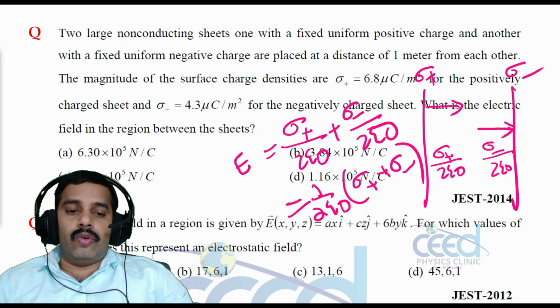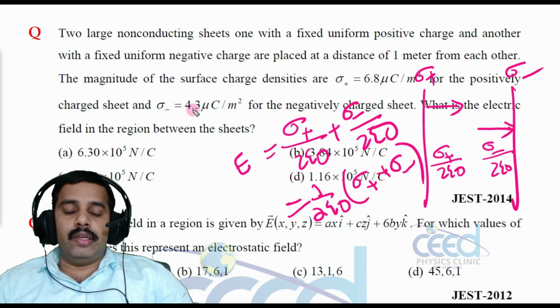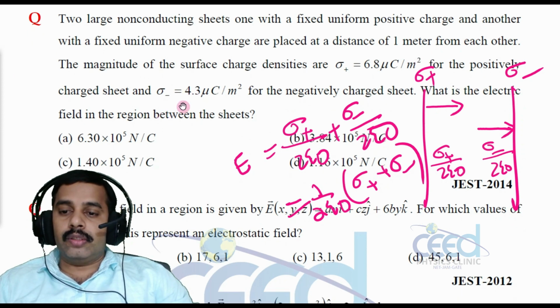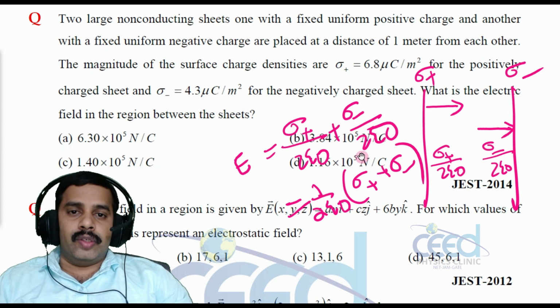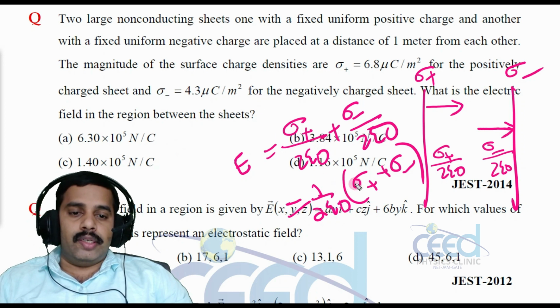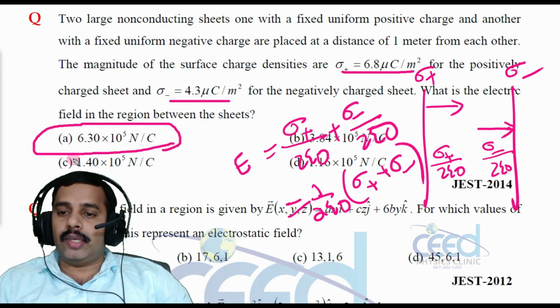When you give the values, this is 6.8 and this is 4.3. So what will be the value? That is nearly 11, right? 11 by 2 epsilon 0. So which one will be the option? You can also substitute the value of epsilon 0, that is 8.85 into 10 raised to minus 12, and sigma plus and sigma minus are given. When you substitute the values, you will get option A, right?